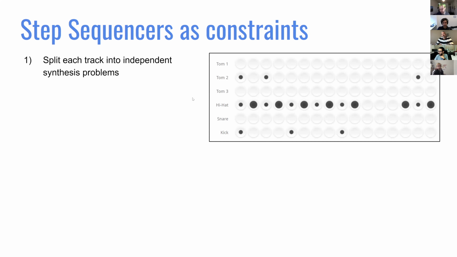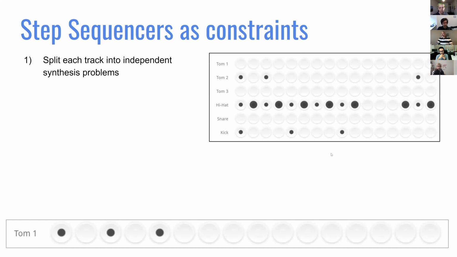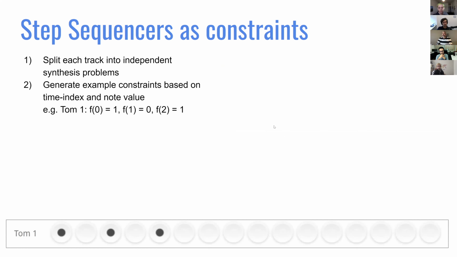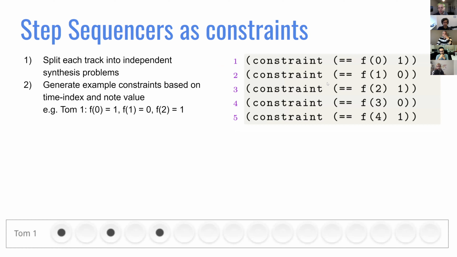So first I'll just talk briefly about how we actually turn these step sequencers into constraints. This is a bit domain specific, and basically we have a number of different patterns. The first thing we do is split each track into an independent synthesis problem. We'll just look at the TOM1 pattern right now. And then we generate example constraints based on the time index and the note value. So here we're saying at index 0, we have a 1, at index 1, we have a 0, et cetera, et cetera. And so we generate constraints accordingly in the SyGuS language.